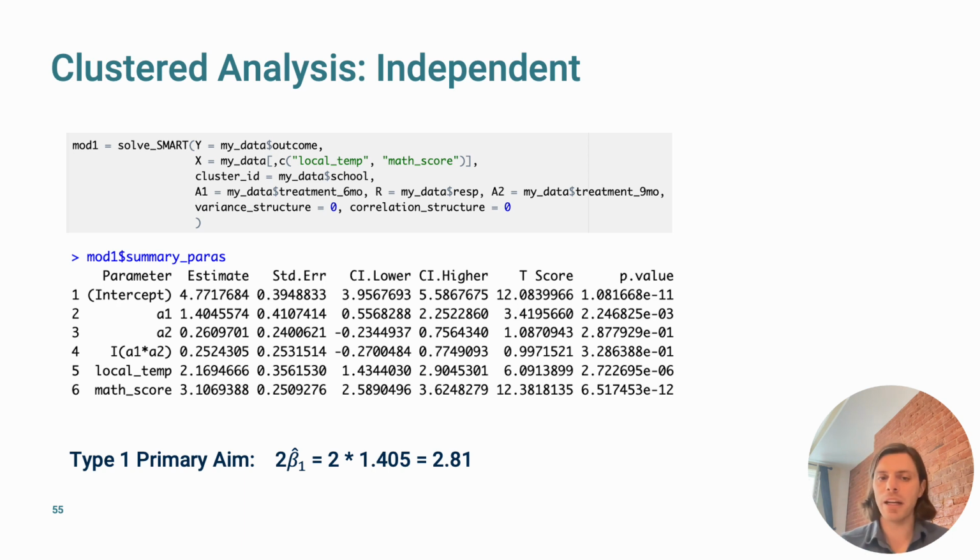So on top of those effect estimates, we are given the standard errors, confidence intervals, t-scores, and p-values. The p-value tests whether that effect estimate is different from 0 in this case. So we do have a significant effect of the first stage of the treatment because our p-value of 2.24 times 10 to the negative third is less than 0.05.